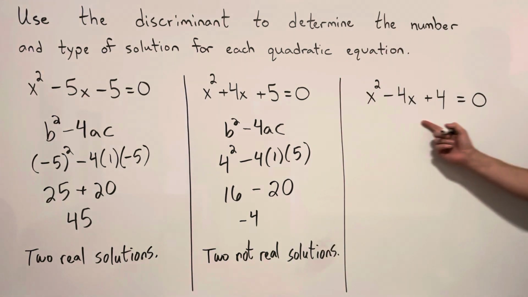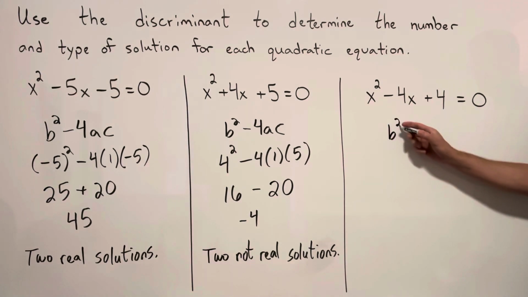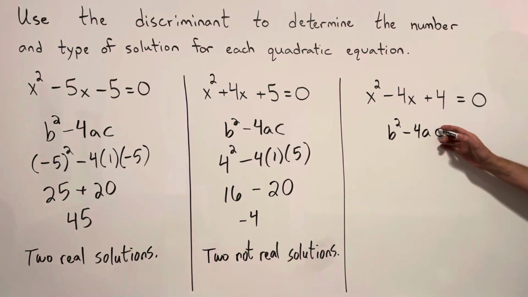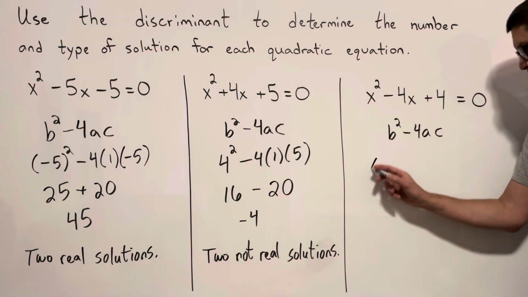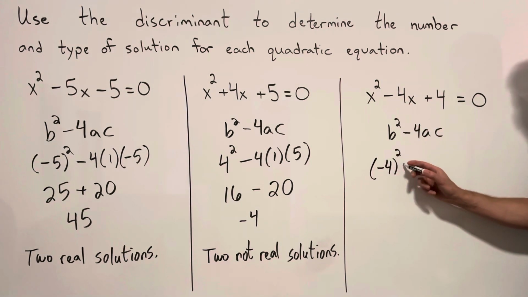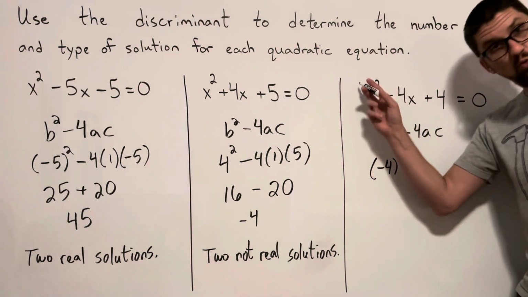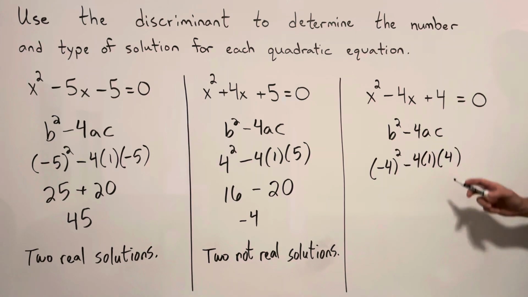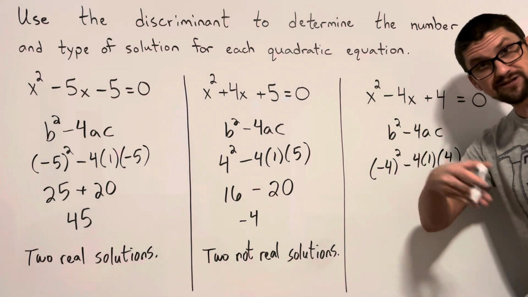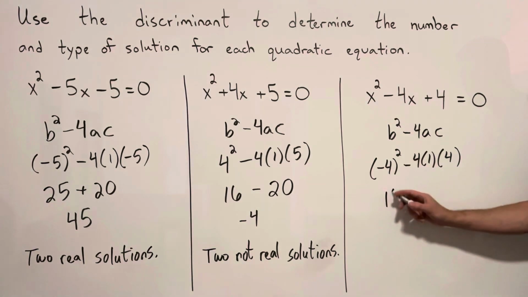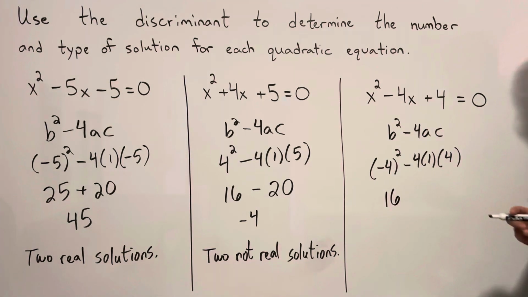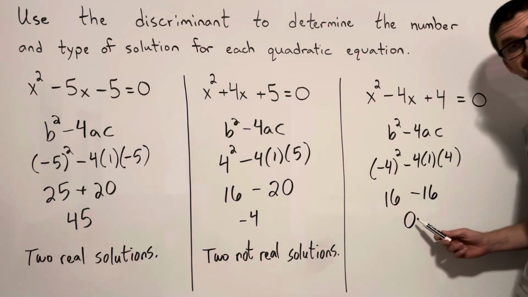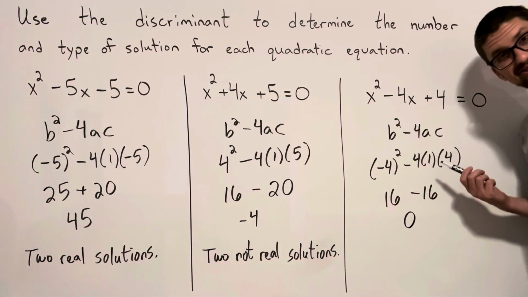All right, let's look at this one. Again, we want the discriminant. b squared minus 4ac. The b here is going to be -4, so I need parentheses. Minus 4, the a is 1, and the c is 4. It's going to be -4 squared. -4 times -4 is positive 16. 4 times 1 times 4 is 16. This is going to be minus 16. You end up with 0 for the discriminant of this one.